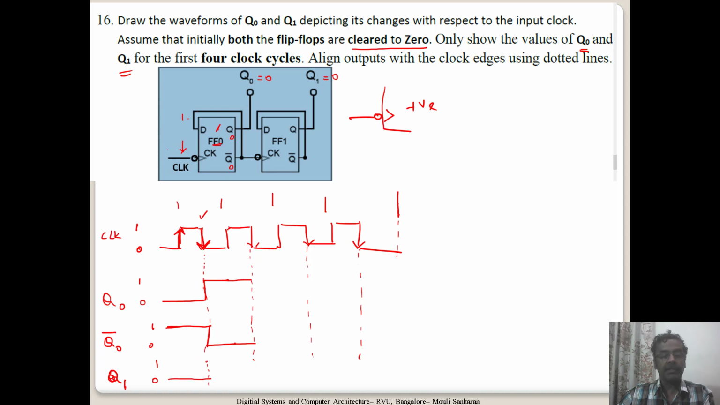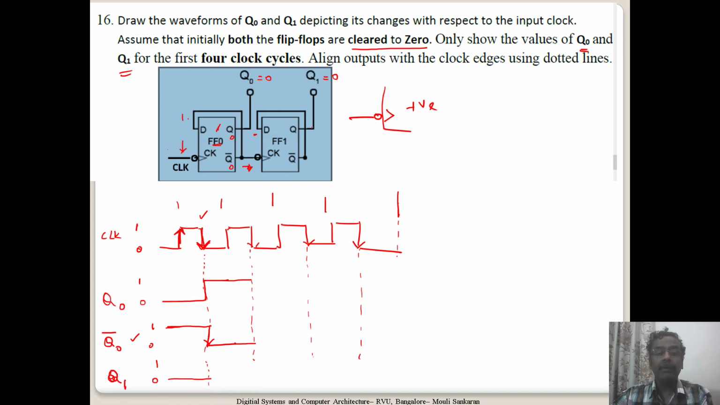Now what about this Q1? What has happened is Q0 bar was 1 and it went down. Correct? It's a negative edge. Q0 bar is the signal which is going in. As far as the f of 1 is concerned, the clock is coming from this signal. And this has gone down. That means it is supposed to latch the value whatever is here into this flip flop.